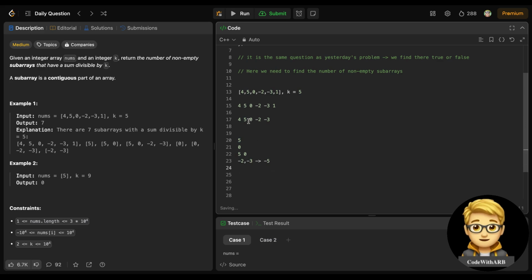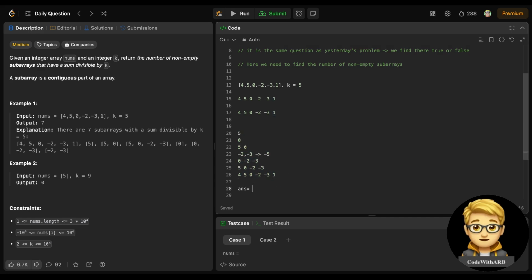And again, this 0, minus 2, minus 3, 5 is also divisible, right? Again, 5, 0, minus 2, minus 3 is also divisible, because its summation is 0. And if you check, the whole array's summation is also divisible. So in total, seven subarrays are divisible. So the answer is 7 here, right?